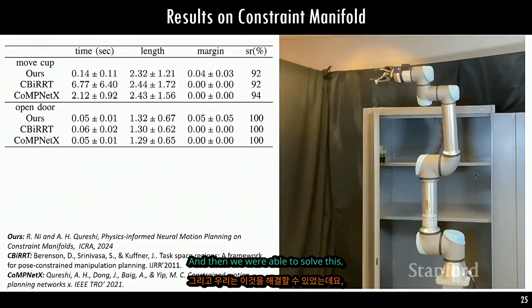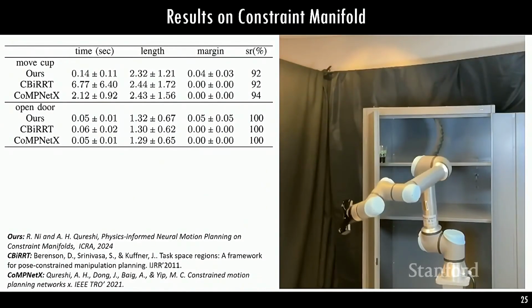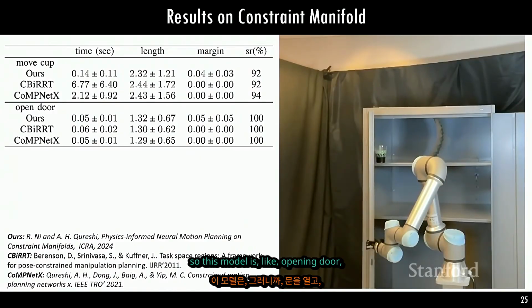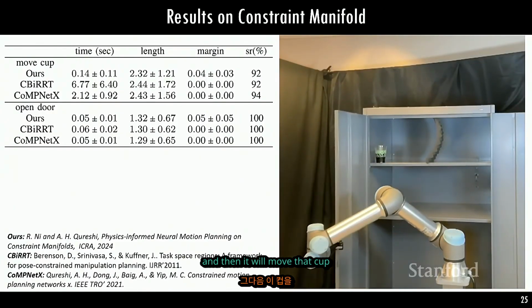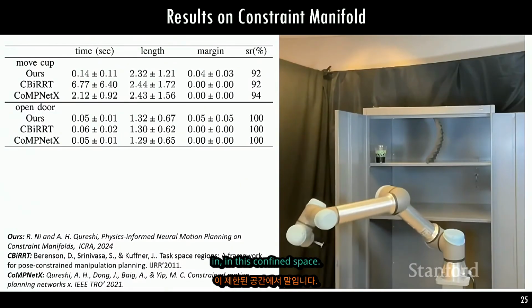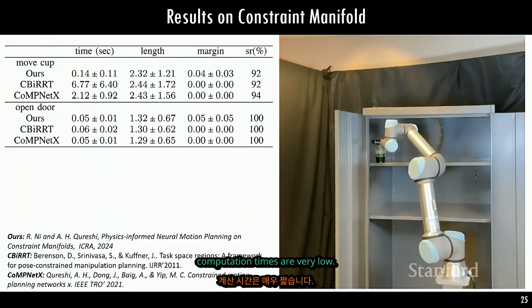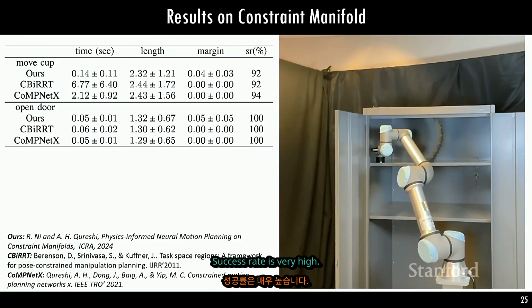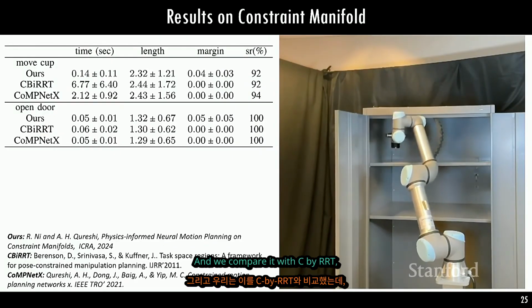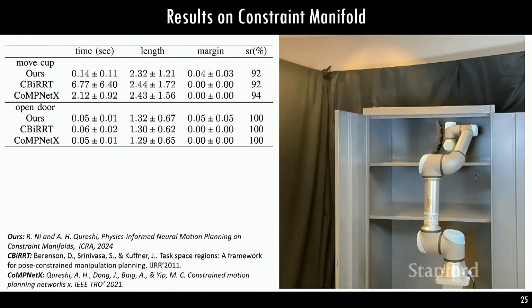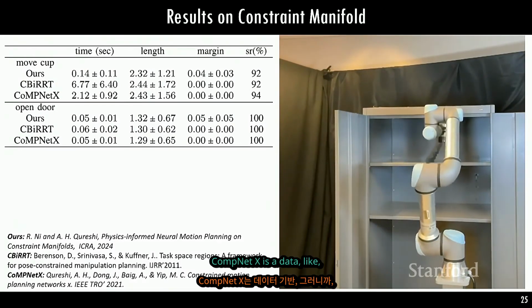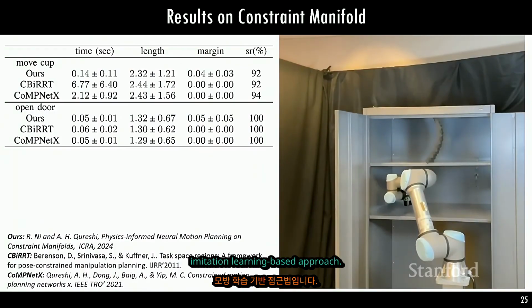And then we were able to solve this. This model is opening a door, and then it will move that cup without tilting from one point to another in this confined space. Again, you can see computation times are very low and success rate is very high, and we compare it with CuRobo RRT, which is a sampling-based approach. CompNetX is an imitation learning-based approach.